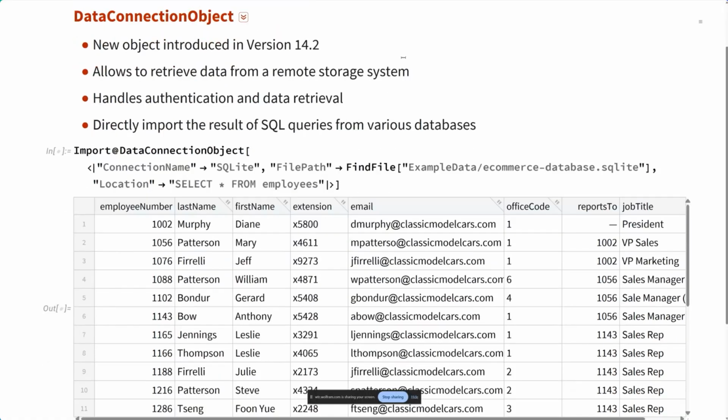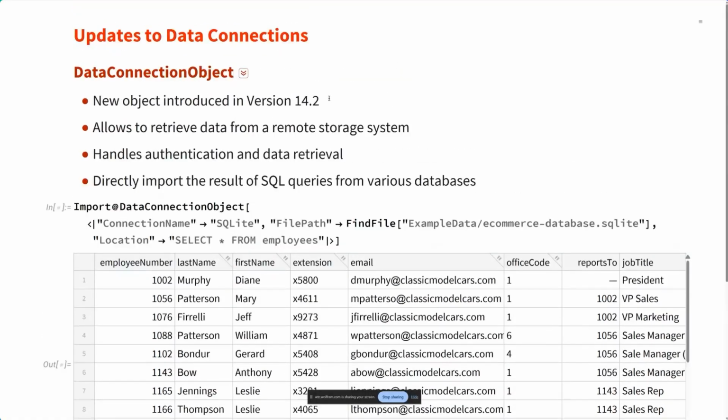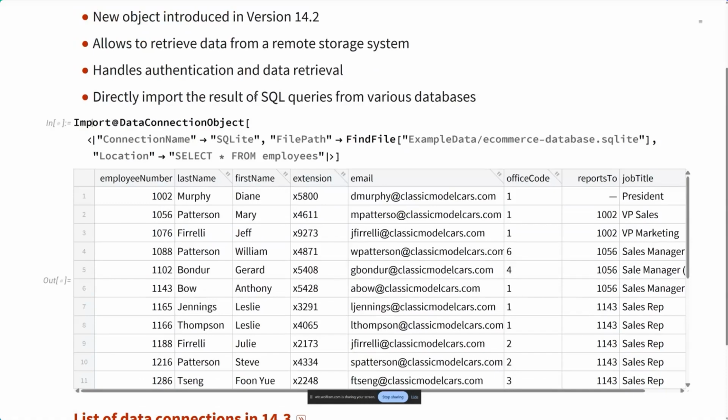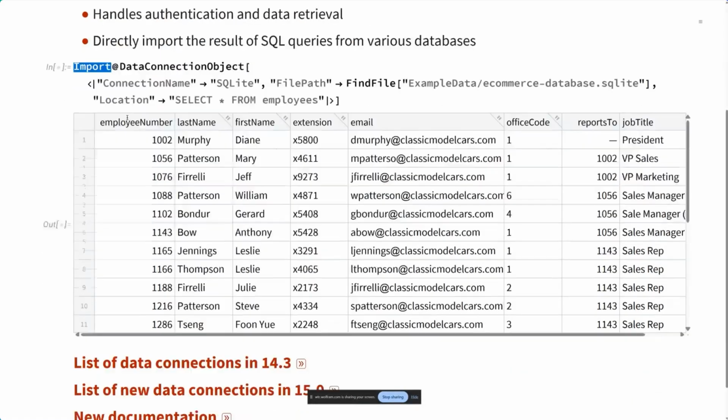To remind everyone, we introduced the data connection object in version 14.2. This is the mechanism that allows retrieving data from a remote system and handles authentication and the data retrieval. And these data connection objects are accepted by import. So here I'm showing that you can execute an SQL query using a SQLite database, and that's the query, and basically import the data as a tabular.